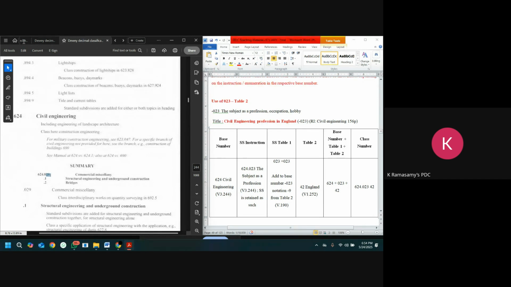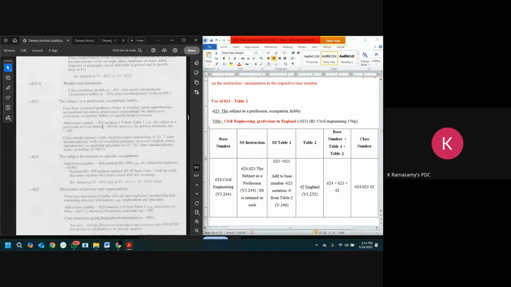How to extend 023? To extend 023, I need to go to table 1. I need to find out whether 023 can be extended. It is given here. Add to base number 023. What is the base number? 023 is going to be the base number. To this base number, you can add 1 to 9 from table 2. You can go to table 2, which is meant for areas, and take any number from 1 to 9 that can be added to 023. I search for it. What is the number for England? 42. And just adding this 42 to 023. So what is the answer here?